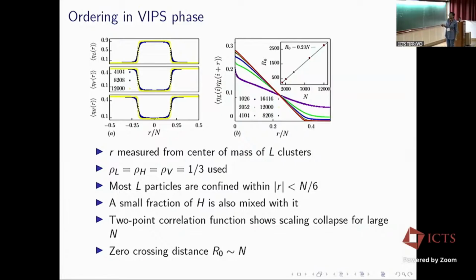For small system size, we do not find scaling collapse. In fact, even when system size is not so small, the finite size effects are still quite strong here. But even then, we can extract some macroscopic length scale, like we can find out at what distance the correlation function crosses 0 for the first time. And that distance scales linearly with the system size.